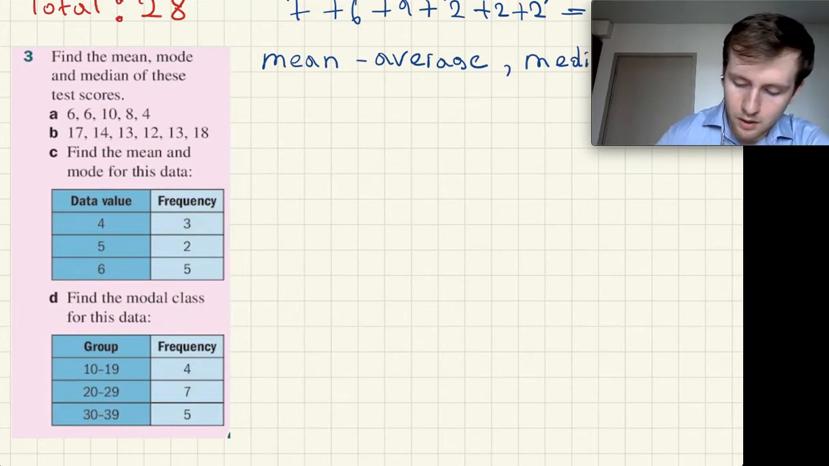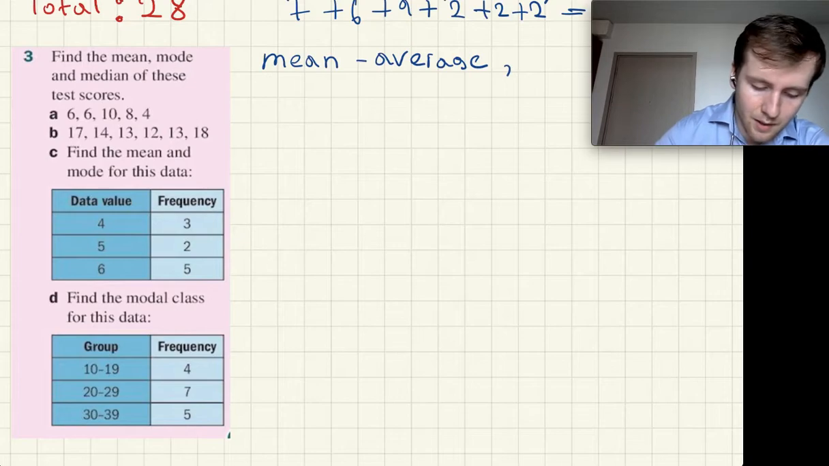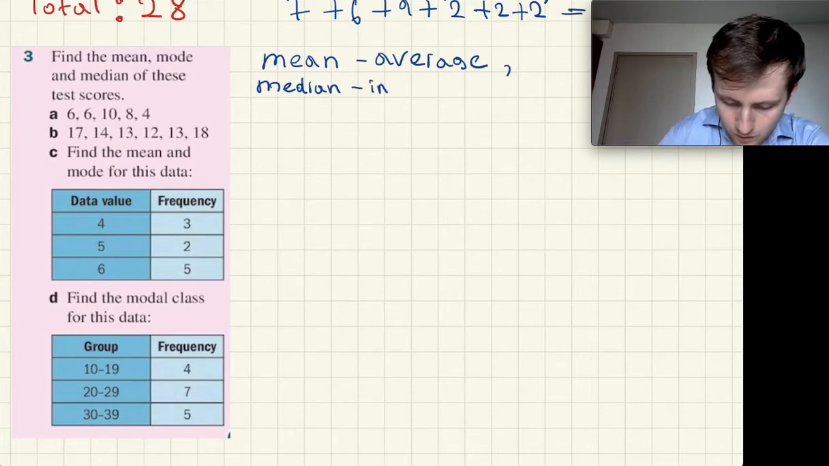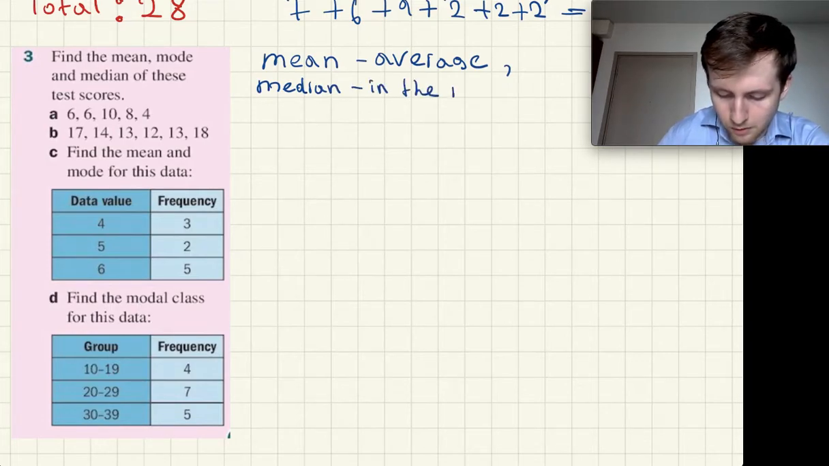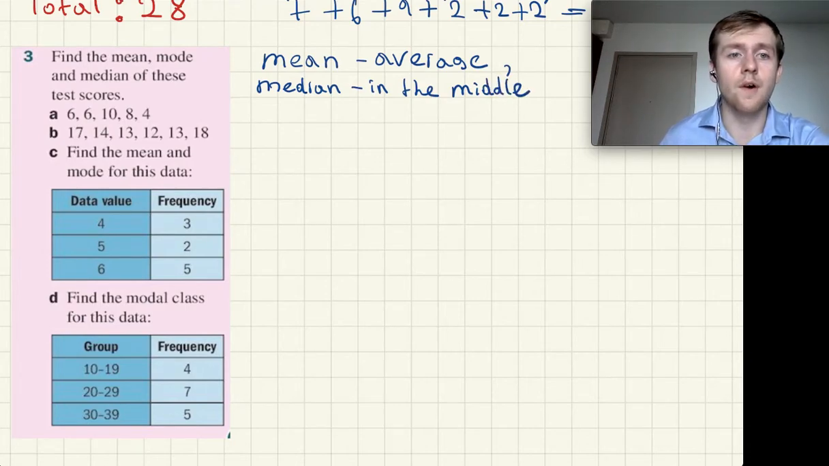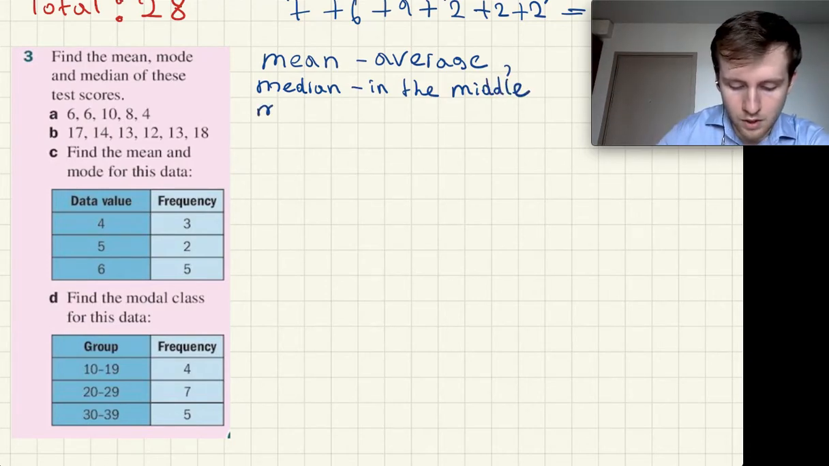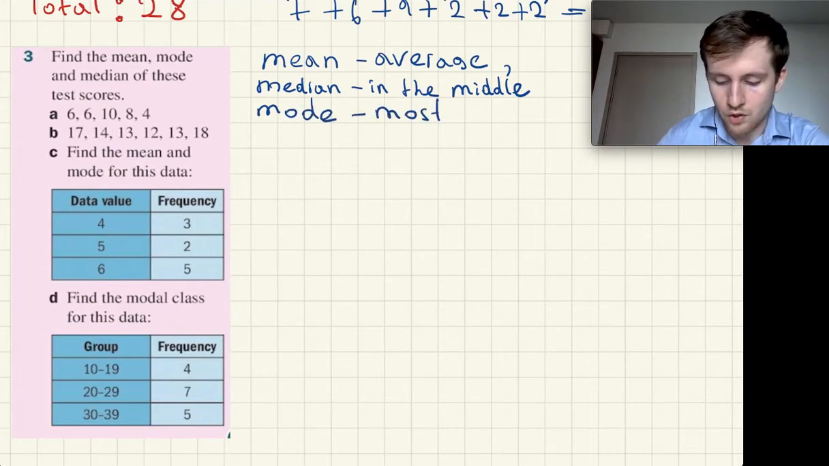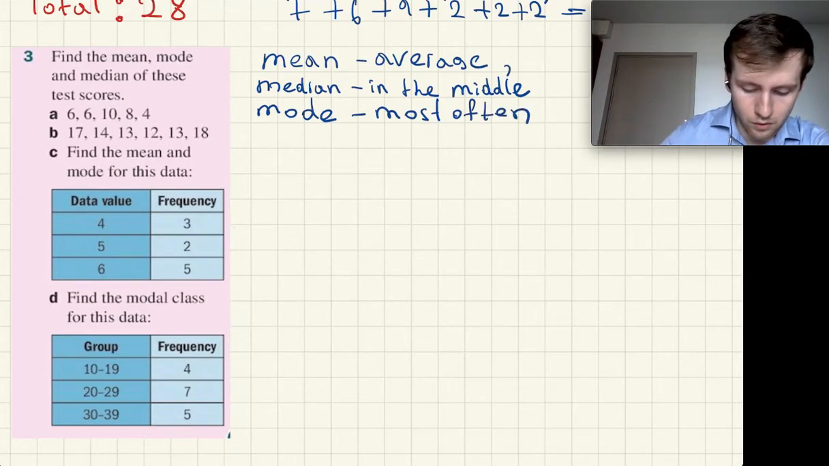Oh, you can't see that. Median, so median is in the middle. And finally, the mode means most often, so something which is most frequent in the selection. Okay, now that we know this, we can do A.